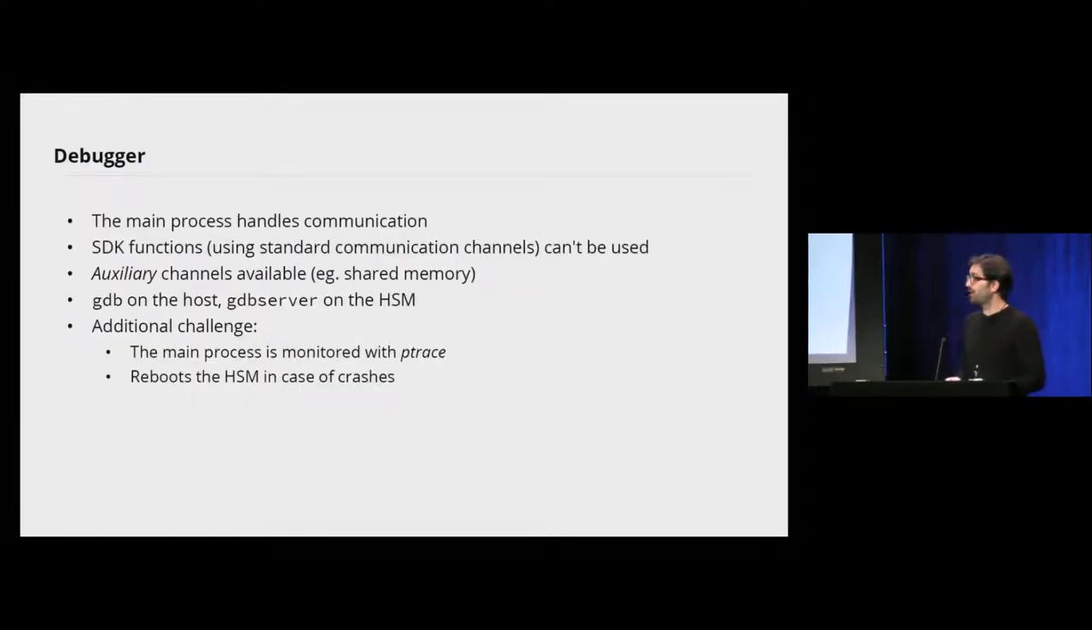We then developed a debugger, a modified version of a GDB server. This was a bit tricky because the main process is responsible for the communication with the outside world, with the host. And if we debug it, we have no way to communicate with the outside world. So we had to create an auxiliary channel to be able to talk with the host even when debugging the main process.